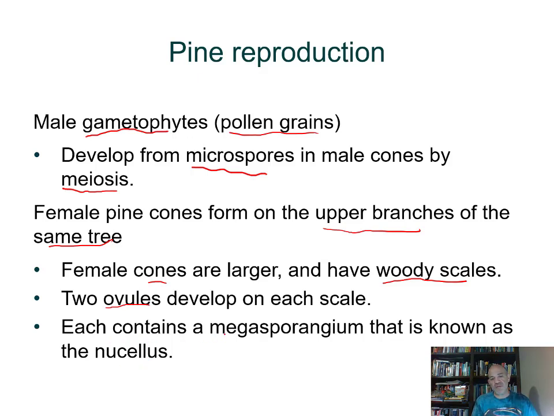The ovules are going to be the structures produced. As far as the name of the sporangium, it is the megasporangium. Another name for that is the nucellus, and it's basically naked on the base of the scale.